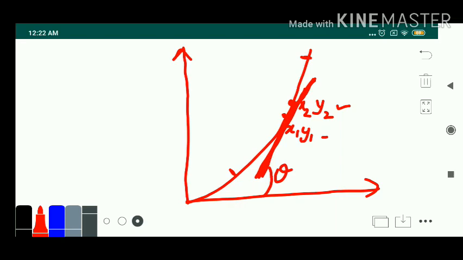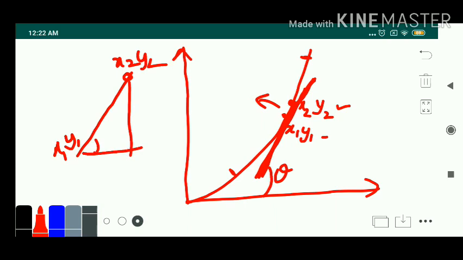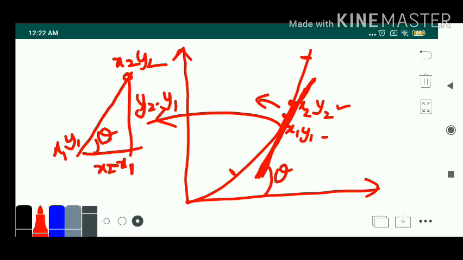Now I am going to draw this figure a little bit larger. So this is my tangent. Now on this tangent, this point is x2, y2, this enlarged one, okay? This is x1, y1. So this is my theta. So this is y2 minus y1, and this is x2 minus x1, just like the previous case. You just enlarge this much portion here. Clear?